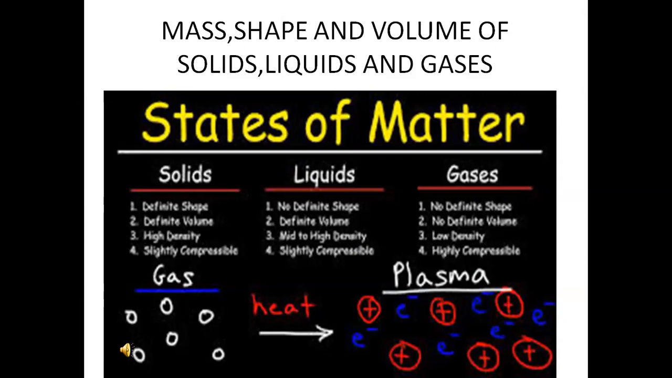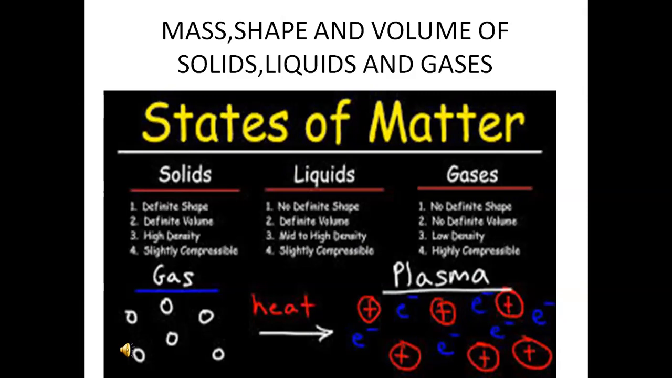and liquids have mid to high density and are hardly compressible. Next, gaseous matter: no definite shape, no definite volume, low density and highly compressible. When we heat gaseous matter, it converts into plasma.